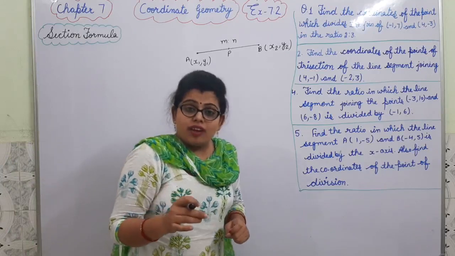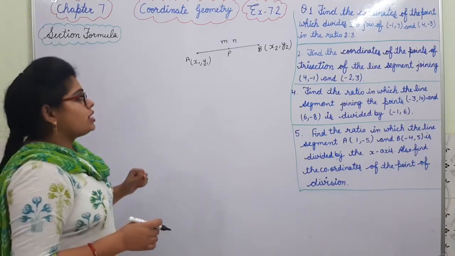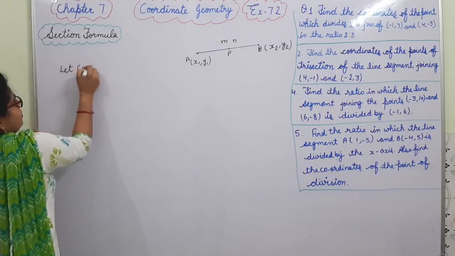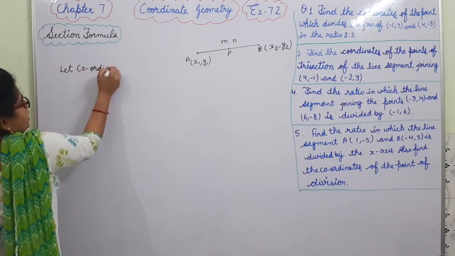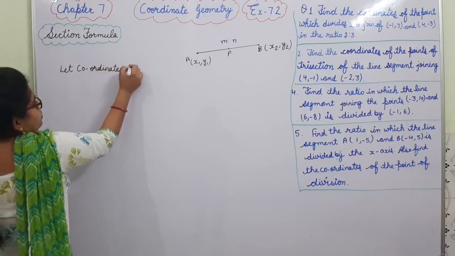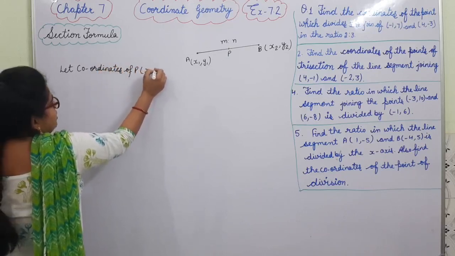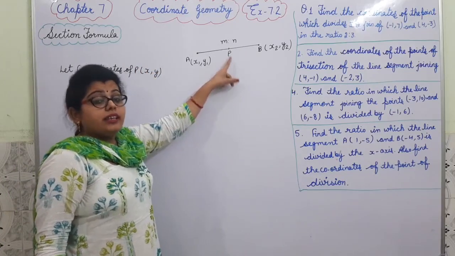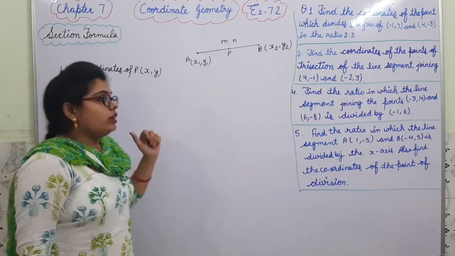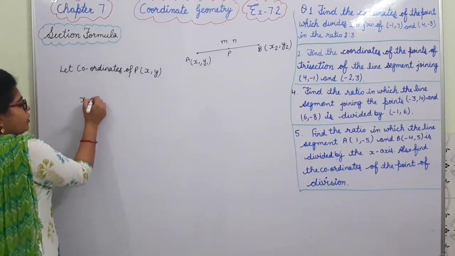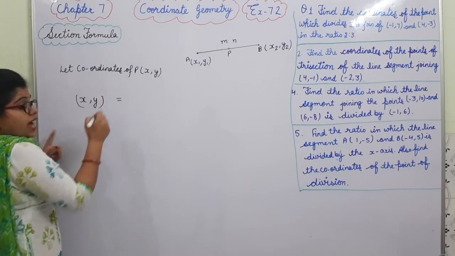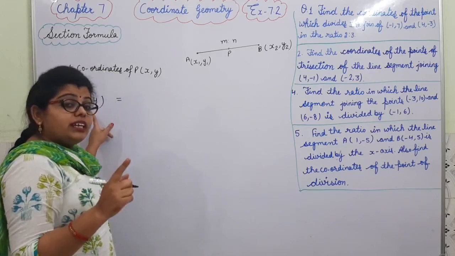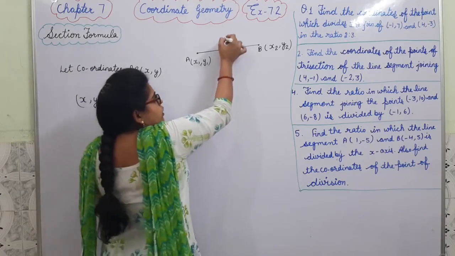For this we have the section formula. Yes dear students, what is the section formula? For this, let the coordinates of P be x and y. Then how will we find these coordinates? So this x, y will be equal to, what are these x, y? The coordinates of P. So the coordinates of P, that is x, y, will be equal to, what will we do?